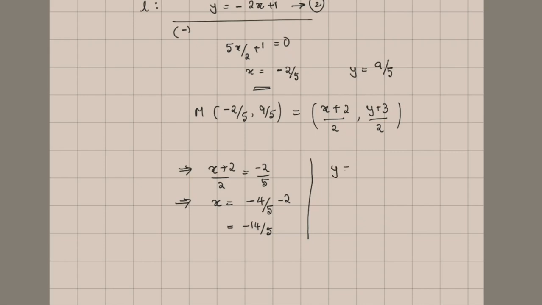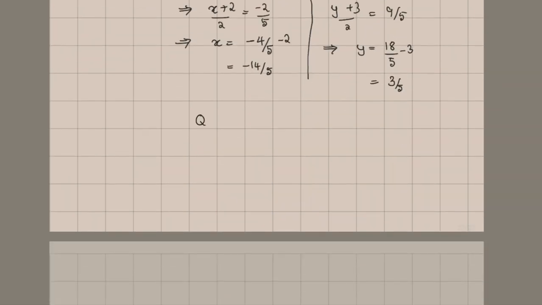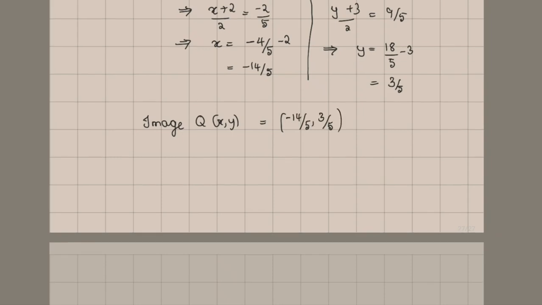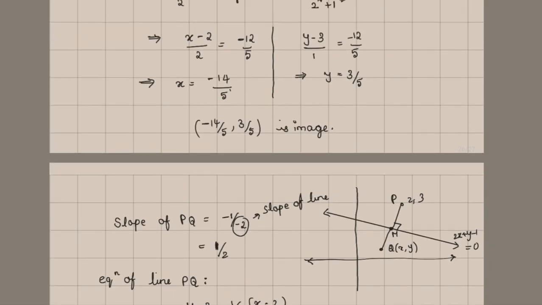Similarly, (y + 3)/2 = 9/5, which gives y = 18/5 - 3, which is 3/5. So we got image Q, which is (x, y) = (-14/5, 3/5). See, by just substituting in that equation, we got the same.